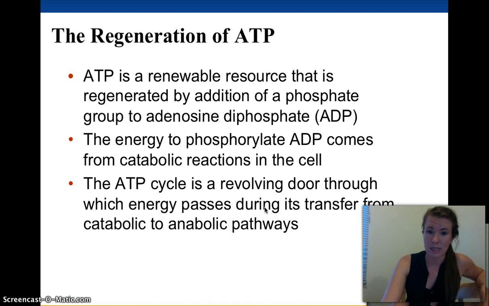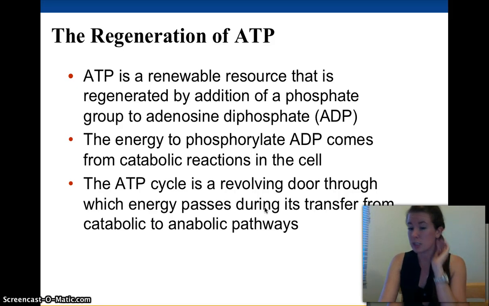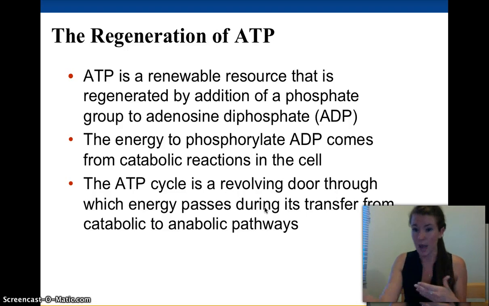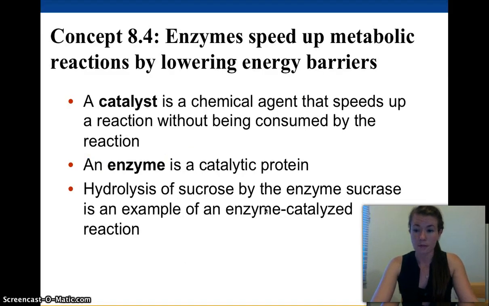And so it says that the ATP cycle is a revolving door through which energy passes during its transfer from catabolic to anabolic pathways. So basically, energy is stored in glucose, because that's where we get all our energy. Energy is stored in glucose, and then we want to use it to power something else. It needs to be transformed into ATP first to power an endergonic reaction, which would be an anabolic pathway. And that's 8.3.